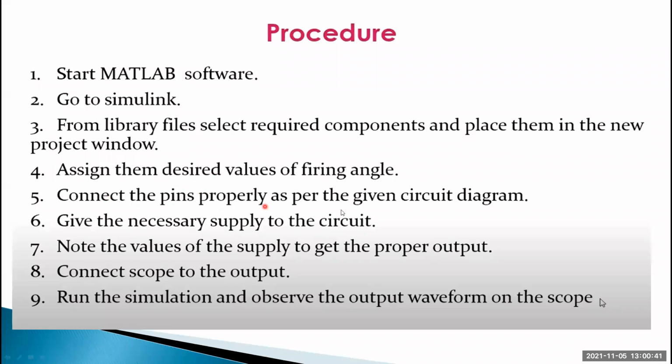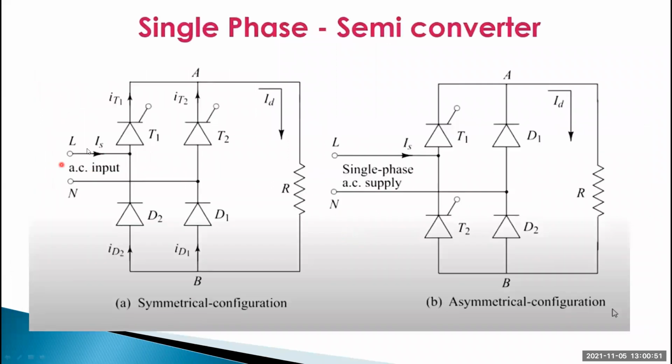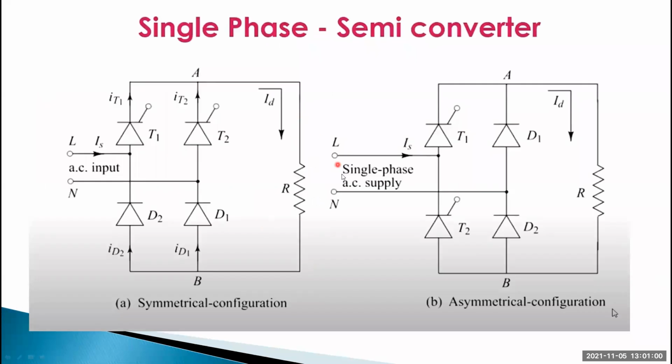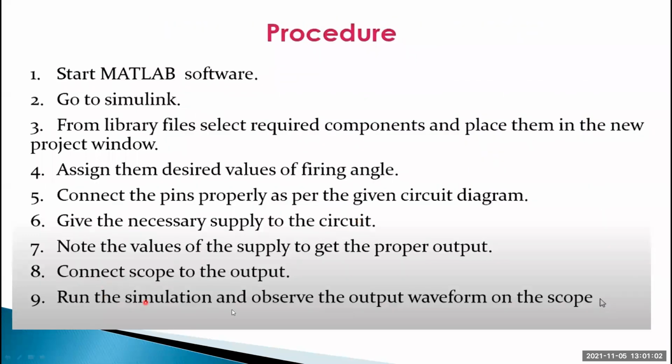Connect the circuit pins properly according to the given circuit diagram, and give the necessary supply, the AC supply voltage. Note the values of the supply to get the proper output, and connect the scope output. By using the scope, you have to get the waveforms. Run the simulation and observe the waveforms in the scope. So in this way, we have to execute this.